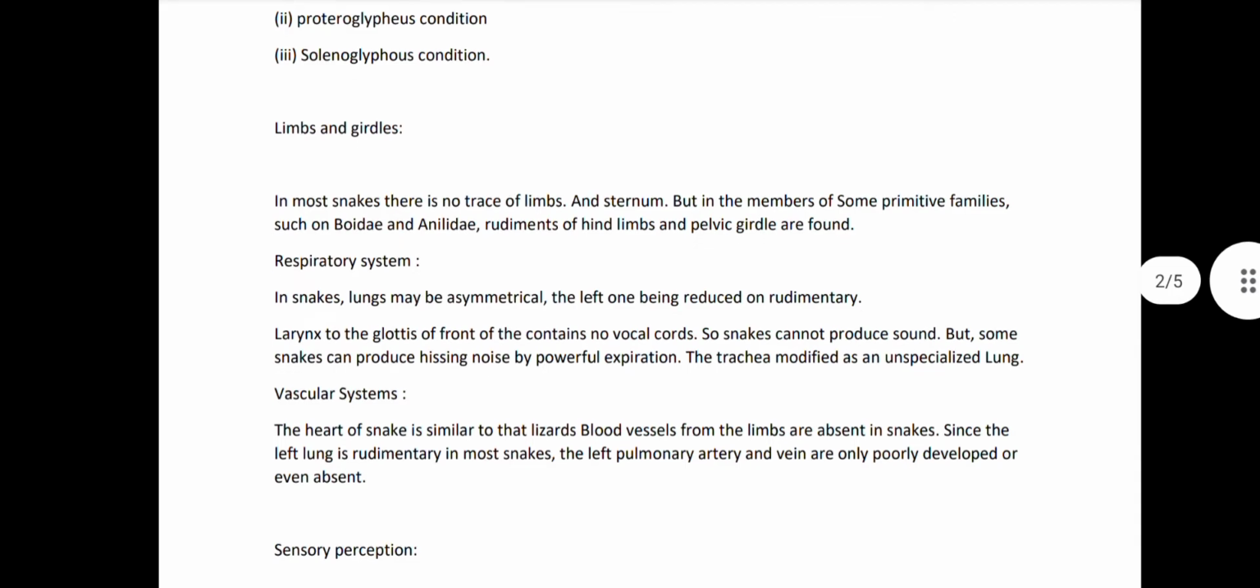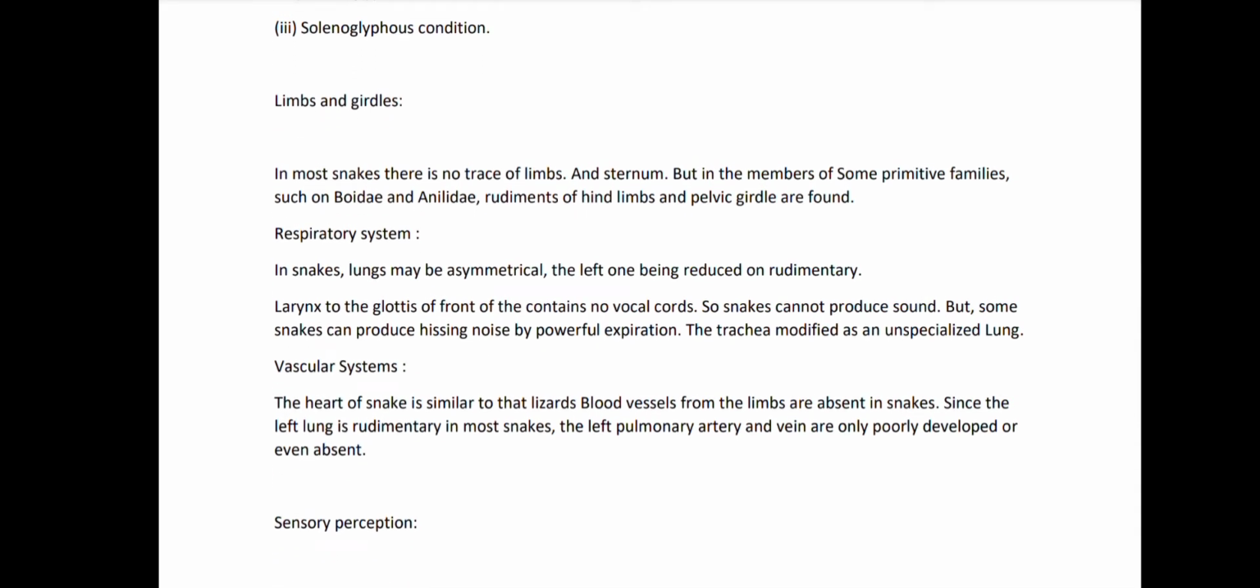Limbs and girdles. In most snakes, there is no trace of limbs and sternum, but in the members of some primitive families, such as Boidae and Anilidae, rudiments of hind limbs and pelvic girdle are found. Respiratory system. In snakes, lungs may be asymmetrical, the left one being reduced or rudimentary. Larynx in front of the glottis contains no vocal cords, so snakes cannot produce sound. But some snakes can produce a hissing noise by powerful expiration. The trachea is modified as an unspecialized lung.